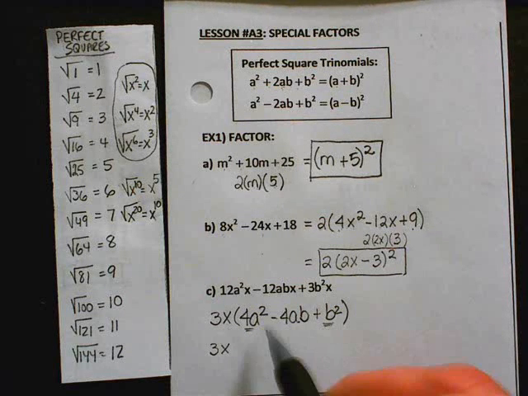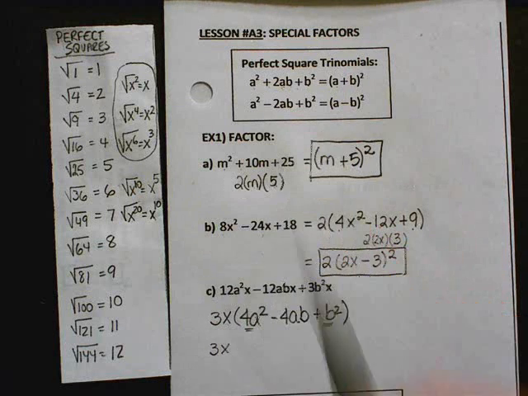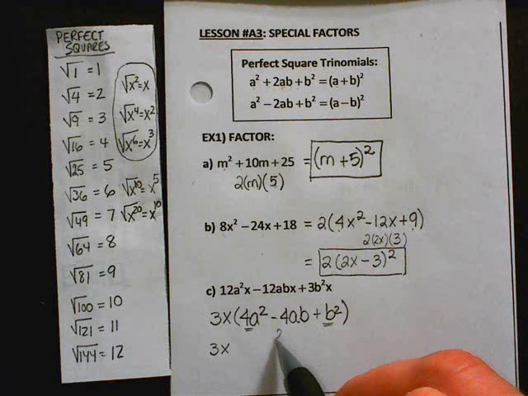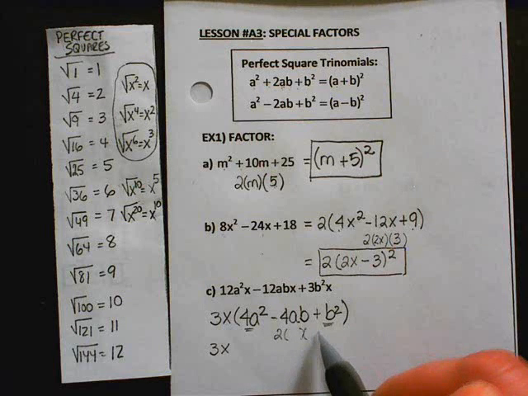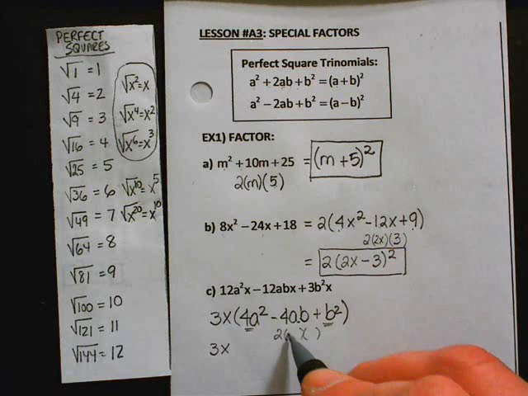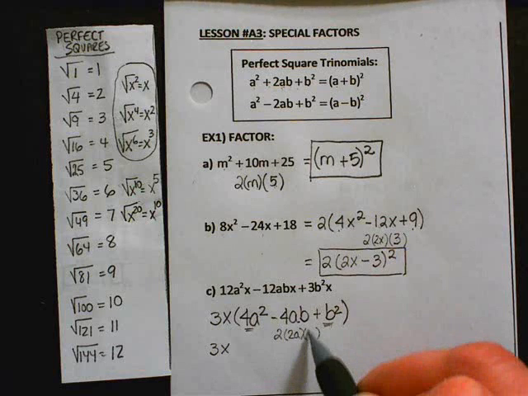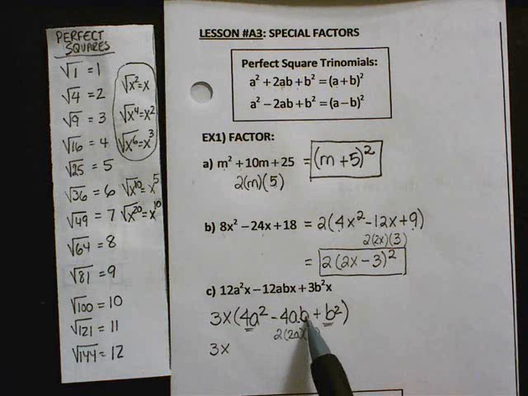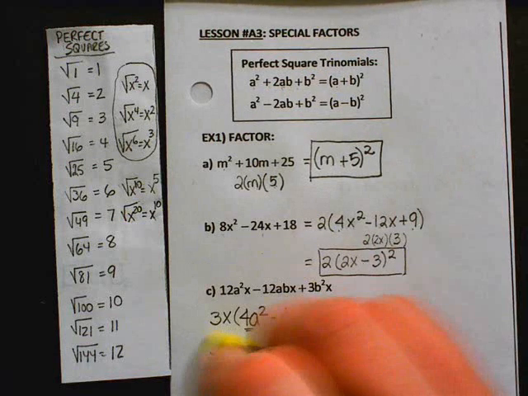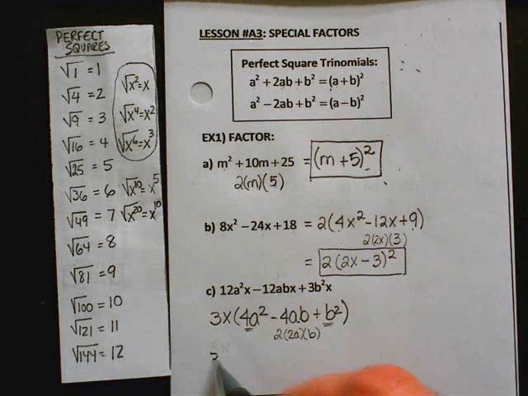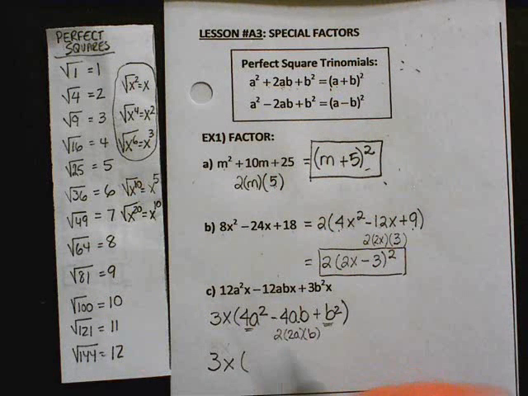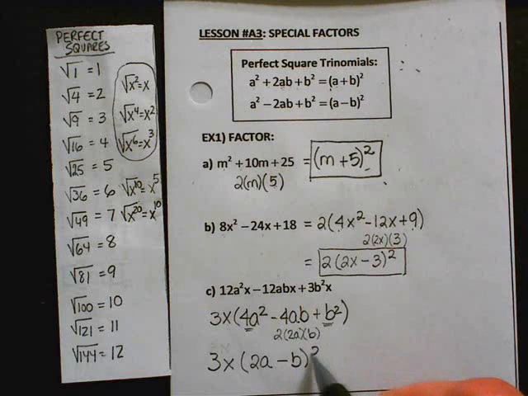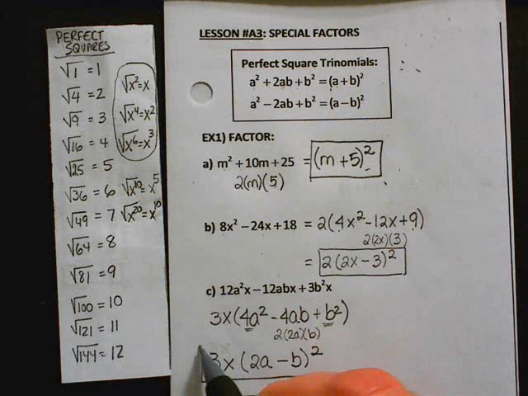So let's check if it falls into that formula. You write a 2, then you take the square root of the first term. The square root of 4a squared is 2a. The square root of b squared is b, and this 2 times 2a times b gives me 4ab. Yes, it does. So that means my answer is going to be, don't forget to write down the 3x, and it's going to be 2a, the square root of the first term, minus the square root of the last term, which is b squared. And that's it.